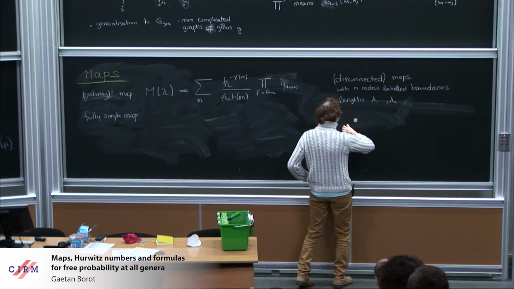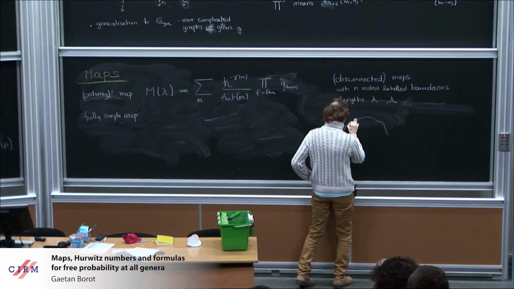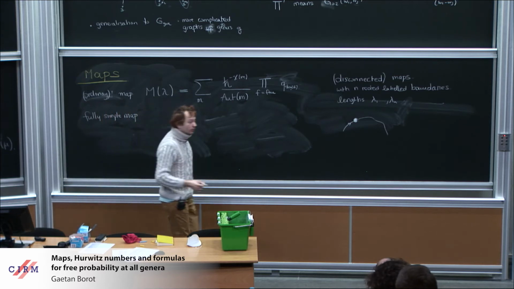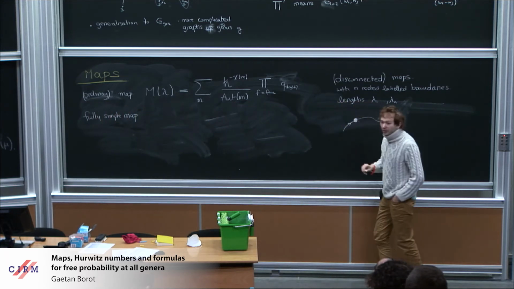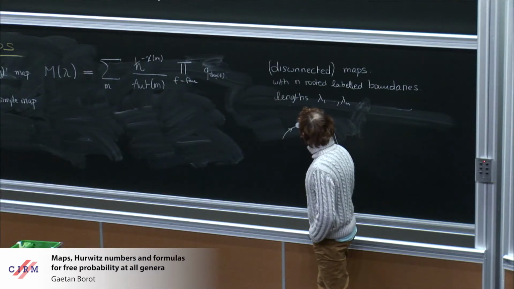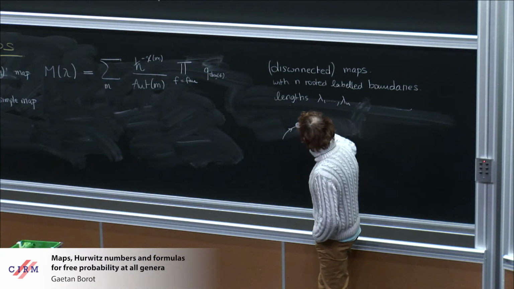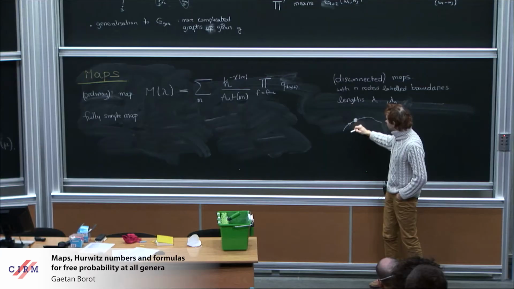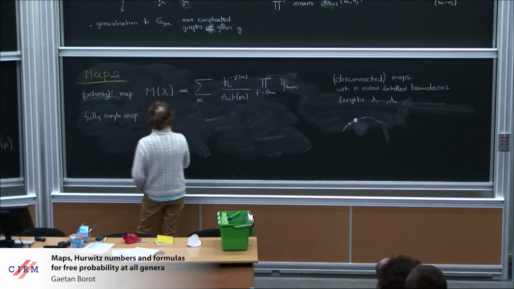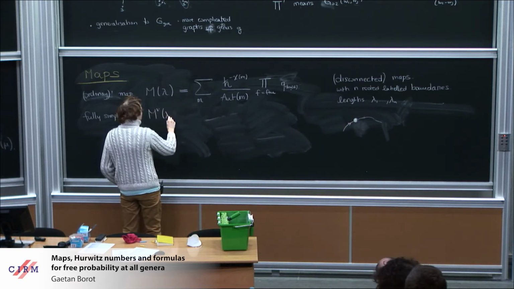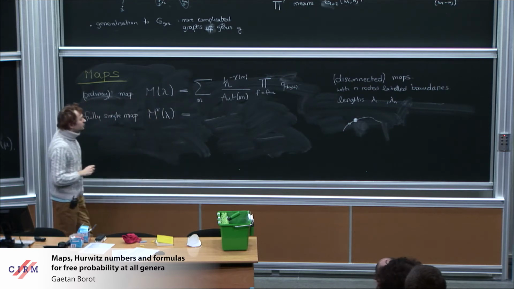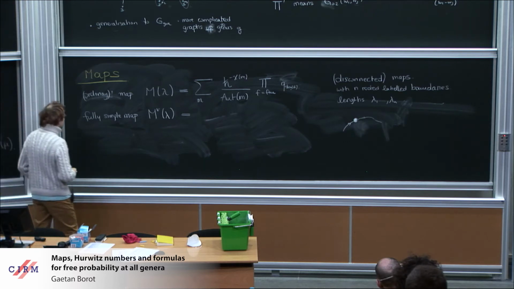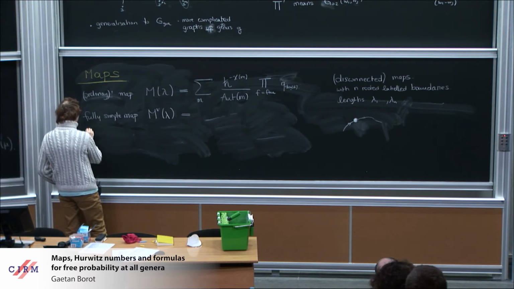So fully simple means, so here you have a boundary. When I go around the boundary following an orientation, an arbitrary one, I'm going at some point to come to this boundary vertex, and then I'm going to exit. But then I cannot find another boundary vertex that's going to come again at this vertex. We define M check to be the same generating series, but now over fully simple maps. And the claim is that you have the master relation between the two.